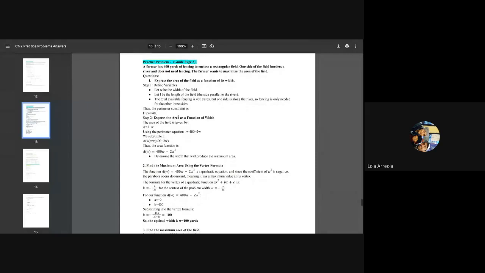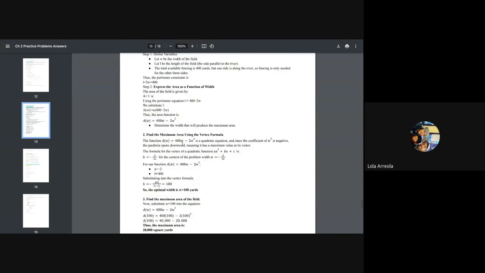Now, I'm highlighting this because if I look at the question, it says express the area. Okay, my bad. And then it says find the maximum area using the vertex formula, okay? So I can find max area of this equation because I have a quadratic function. So now, just like I find the vertex for any other quadratic function, I can find the vertex of this function.